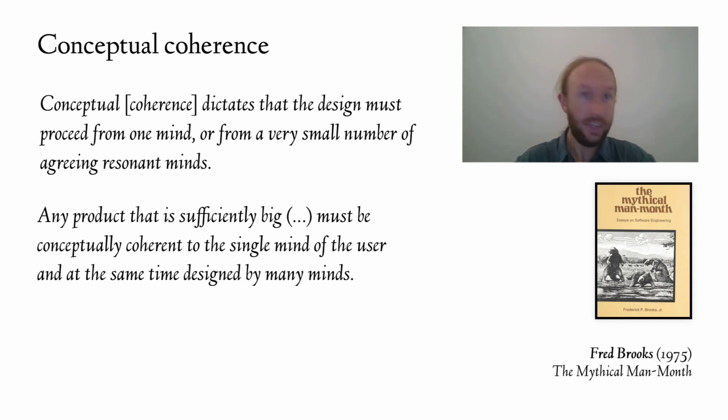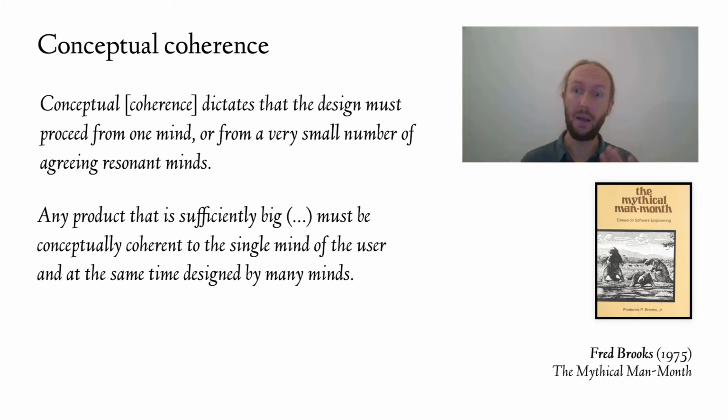Another area where I think we can learn from urban planning is related to conceptual coherence, which is a term coined by Fred Brooks in The Mythical Man-Month. Conceptual coherence is basically this idea that a system is fully comprehensible. So Fred Brooks says that conceptual coherence dictates that the design must proceed from one mind or from a very small number of agreeing resonant minds. The point here is that if you're building a large system and it is designed by multiple people who all understand it differently, then it will not be conceptually coherent, it will not be comprehensible.